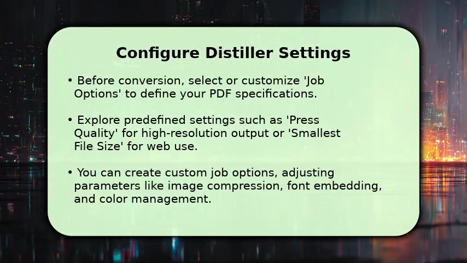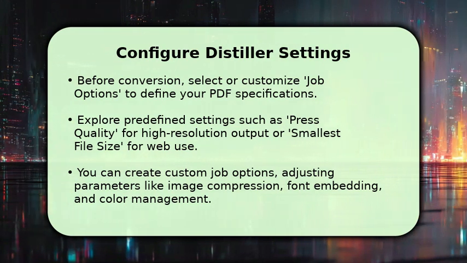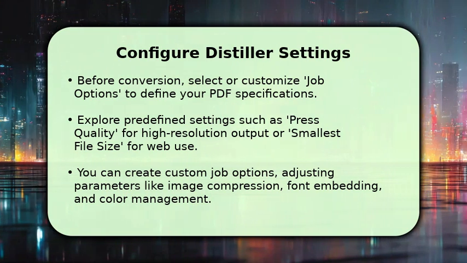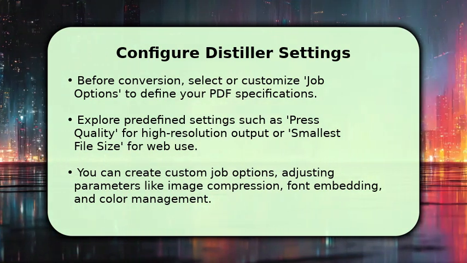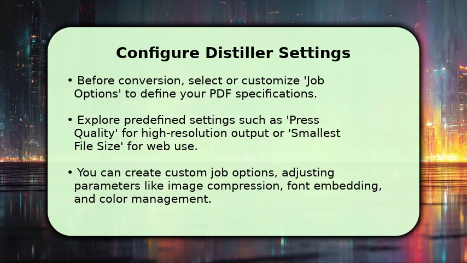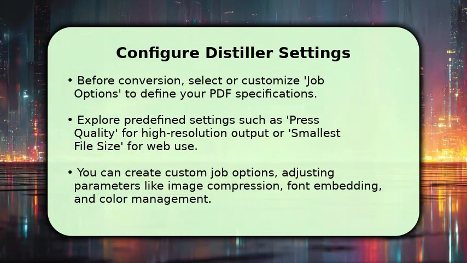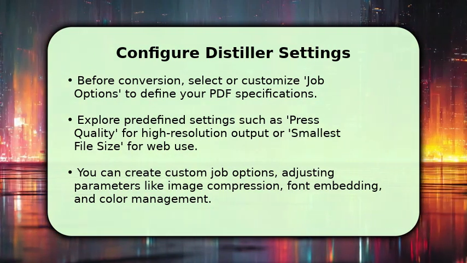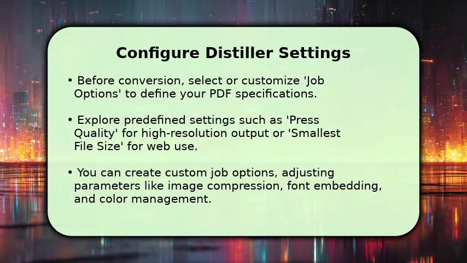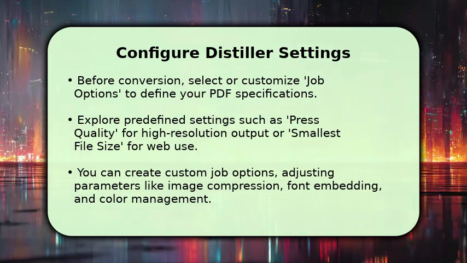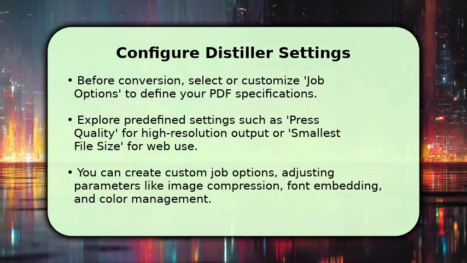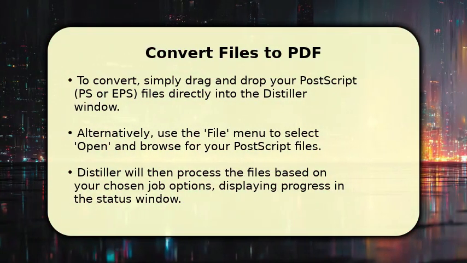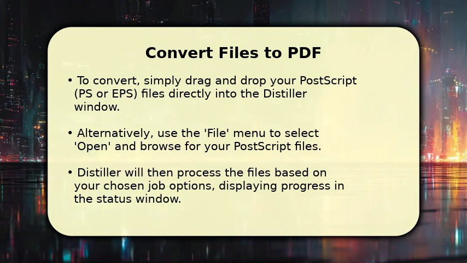Setting up your conversion parameters is the next vital step. Navigate to the Job Options menu, where you will find a range of predefined settings. You might choose press quality for a high-resolution, print-ready document, or perhaps smallest file size for efficient web distribution. For more specific needs, create custom options to fine-tune elements such as image resolution or font embedding, ensuring your PDF meets exact requirements.